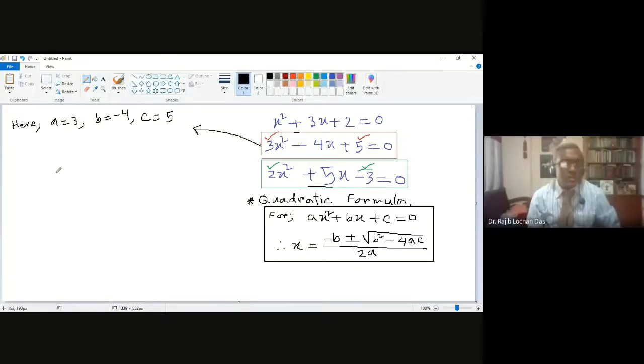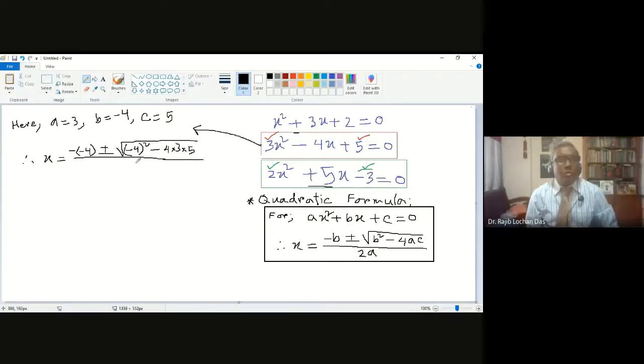Now you can apply the formula: x equal to minus 4, so ultimately it will be plus 4, and then plus minus root over minus 4 square. Minus 4 square will be only 16. Then 4 into 3 into 5, and then 2 into 3, right?